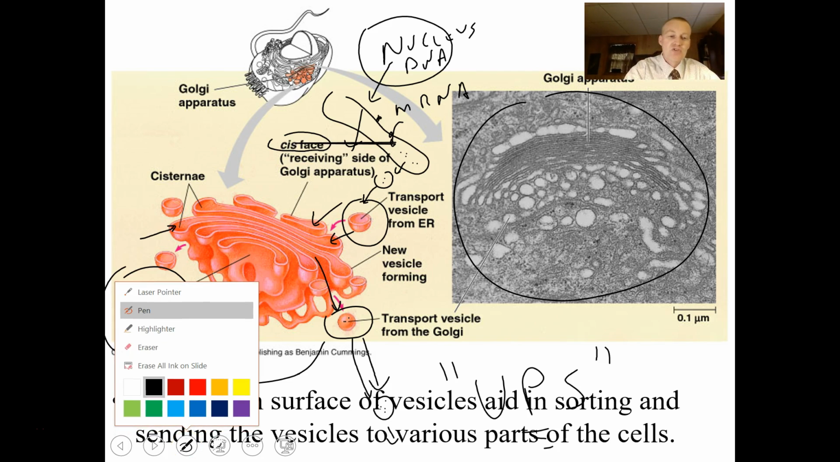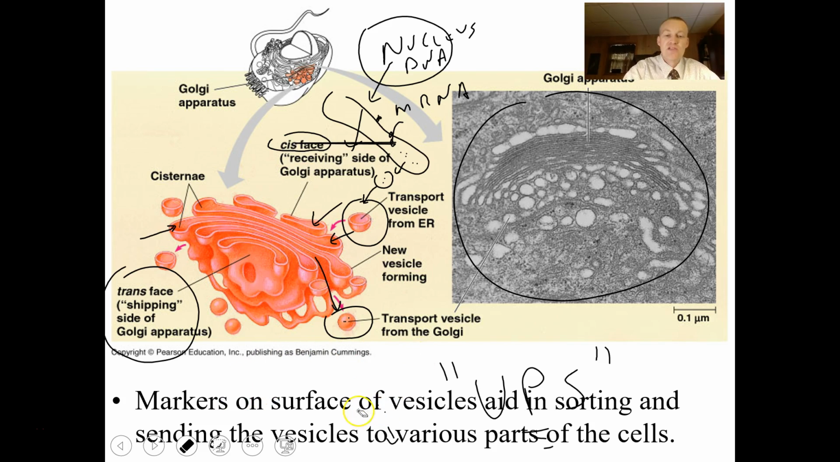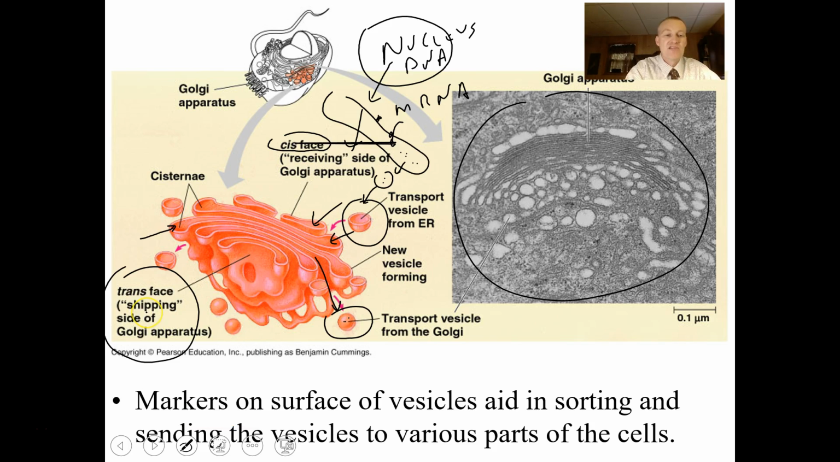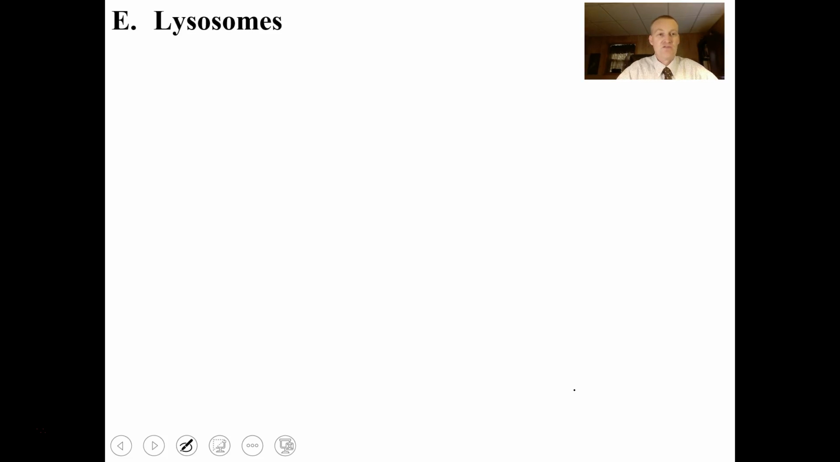So there's all kinds of markers on the surface of these vesicles. That's how the cell knows how to keep them inside the cytosol or dump them to the outside of the body. So markers on the surface would be just like packing slips that we have, and it aids in the sorting and the sending of the vesicles to various parts of the cells. So there is a barcoding effect. There are little protein barcodes on the surface of these vesicles, so the cell knows exactly what to do with all of these particular products. It doesn't get confused.